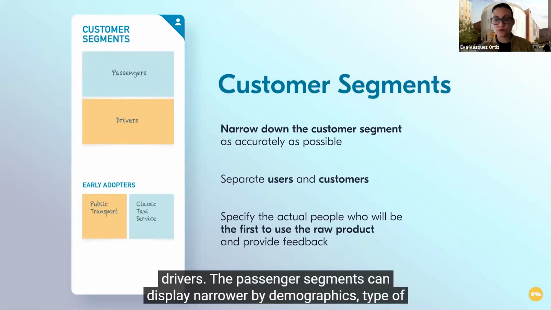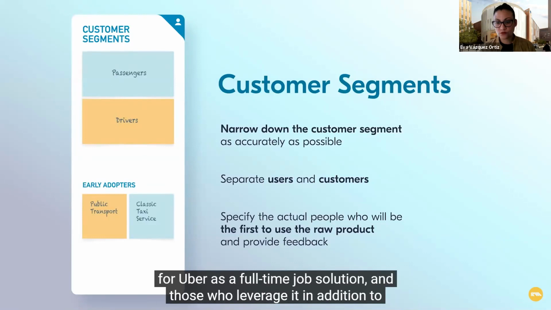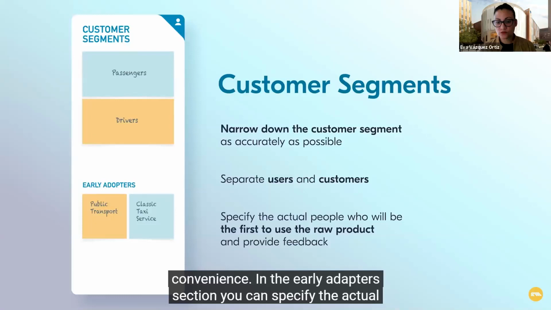Uber offers its service to passengers and drivers. The passenger segment can be split narrower by demographics, type of usage, and socioeconomic characteristics. Drivers also divide into users who opt for Uber as a full-time job solution and those who leverage it in addition to their main job. It's best to mark each segment in different colors for your convenience.